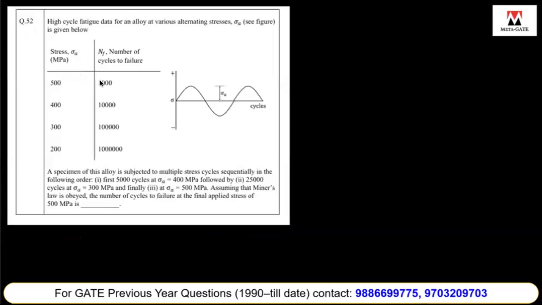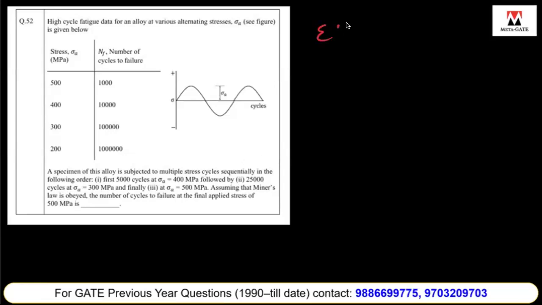The high cycle fatigue data is given for an alloy at various alternating stresses sigma A. So at 500, you have the number of cycles as 1000. At 400, 10,000. At 300, it's 1 lakh, and at 200, it is 10 lakh. A specimen of this alloy is subjected to multiple stress cycles sequentially in the following order. For the first 5,000 cycles, sigma A is 400 MPa, followed by 25,000 cycles at 300 MPa. And according to Miner's rule, the number of cycles that can be applied at a stress of 500 MPa.